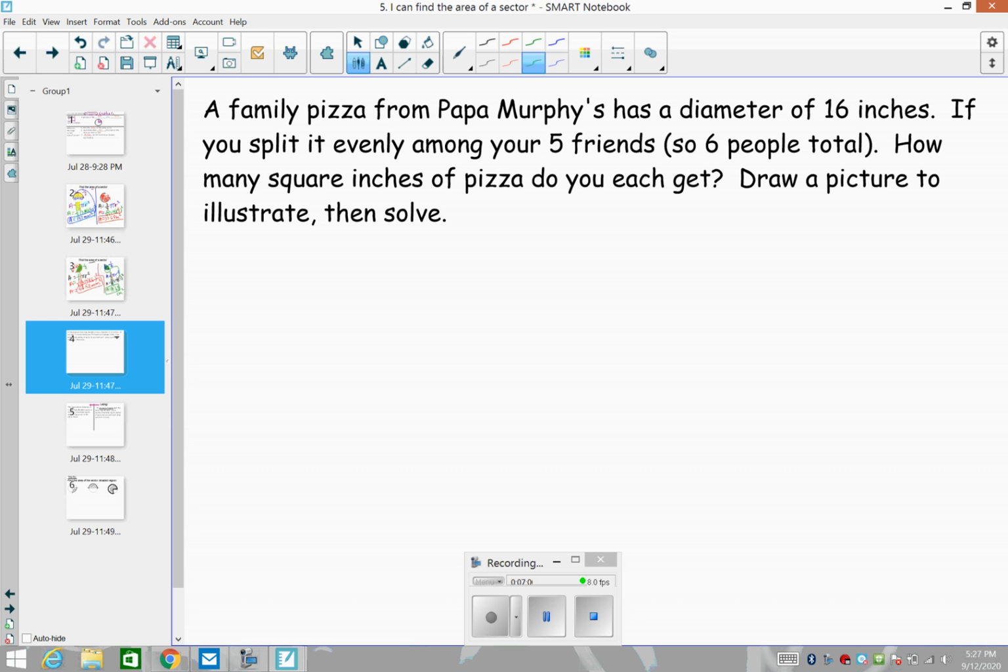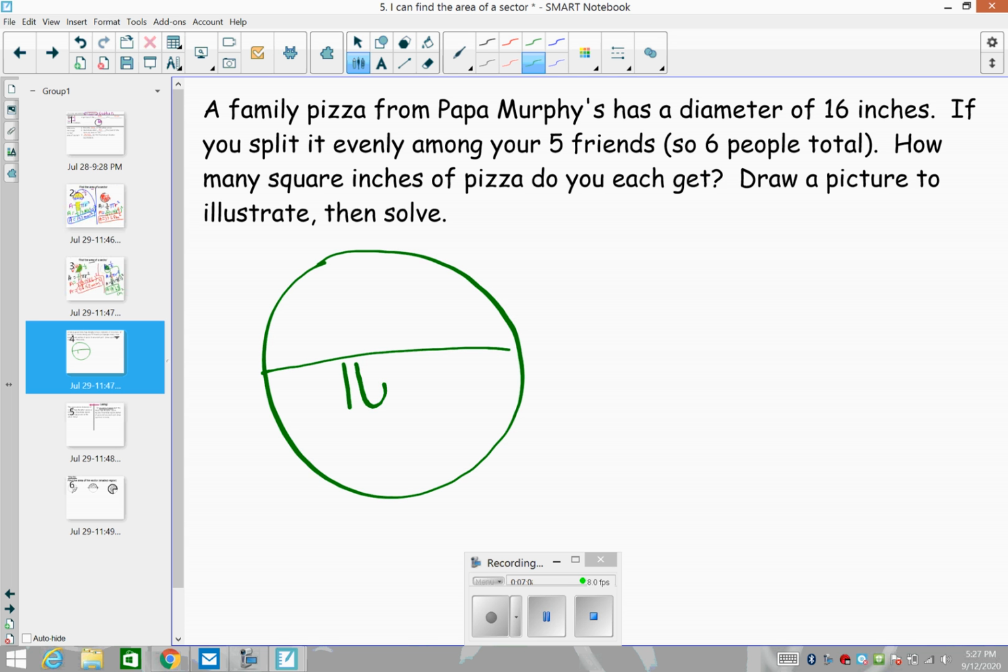A family pizza from Papa Murphy's has a diameter of 16 inches. Draw a picture. Family pizza has a diameter of 16 inches, the line that goes from side to side passing through the center. If you split it evenly among 5 friends, so we're talking a total of 6 people. So we're going to slice that pizza. These are supposed to be equal into 6.